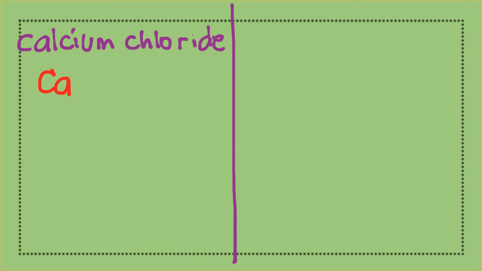And then again, what's the charge for calcium? You're going to see it's plus 2, or 2 plus. It's up to you how you want to write that down. That's fine. Now let's look at the periodic table for chloride.